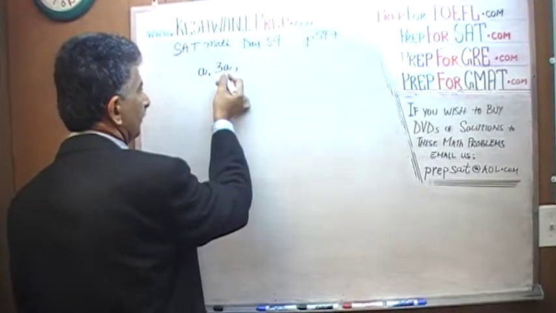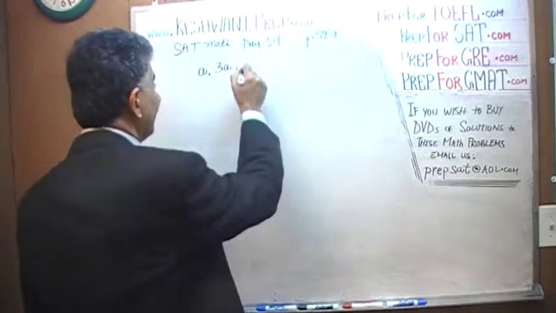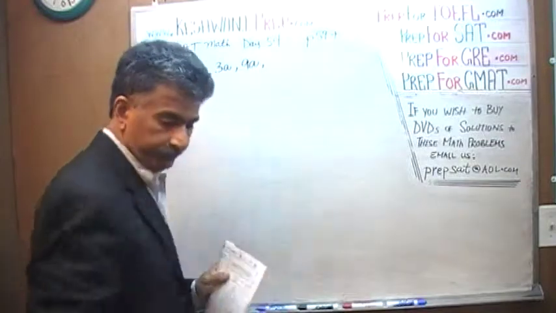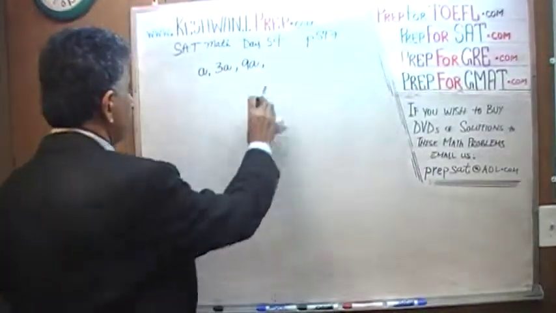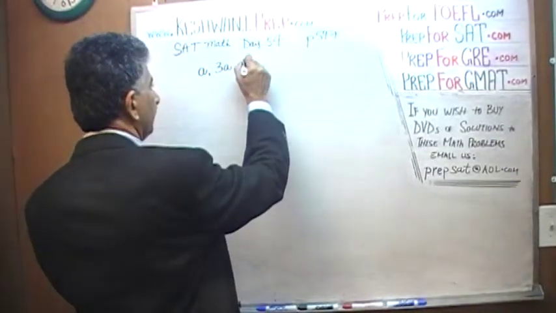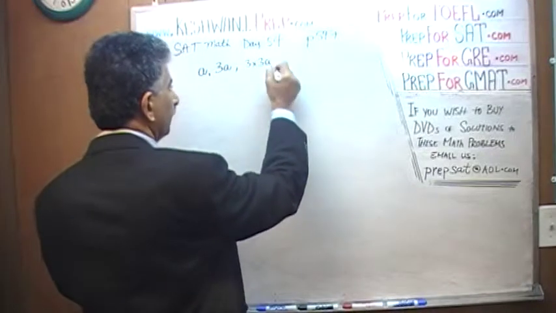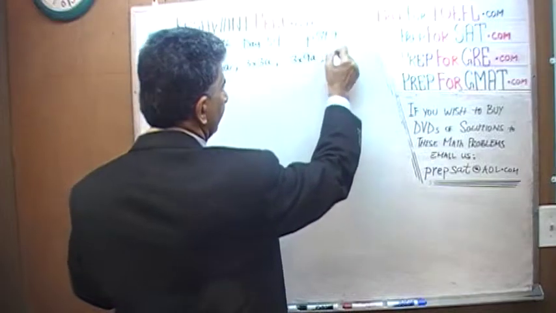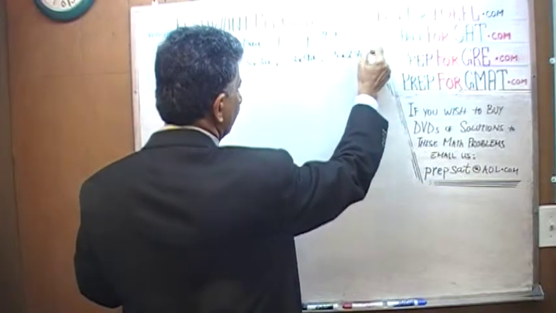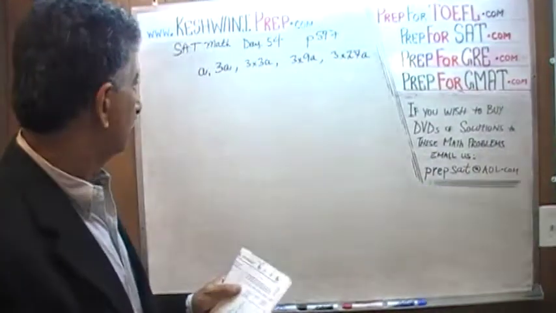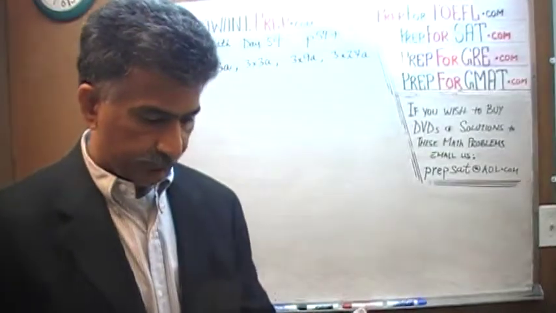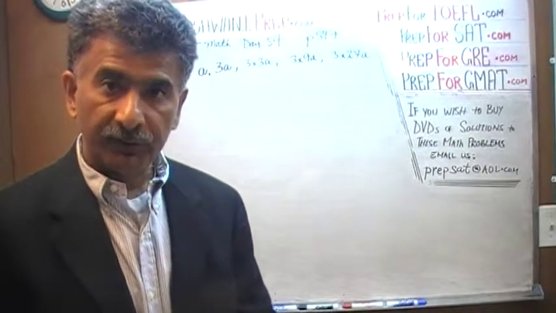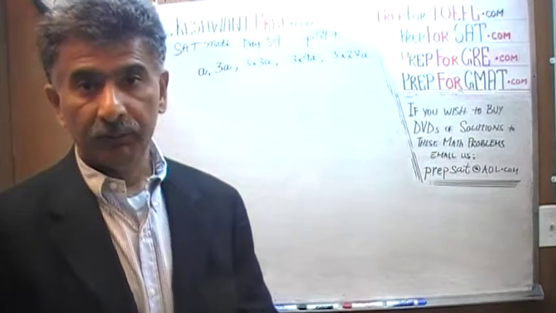The one after that is going to be 3 times 3A, which is going to be 9A. The one after that is going to be 3 times 9A, which is 27A, and so on and so forth. What is the question asking? If the sum of the first 5 terms is 605, what's the value of A?